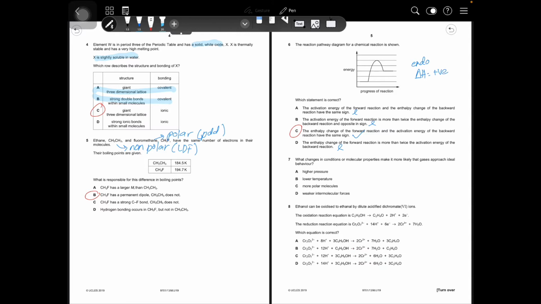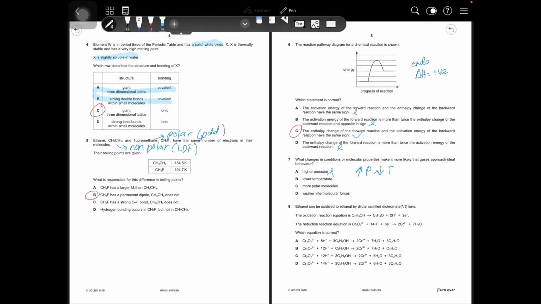What changes in condition or molecular properties make it more likely that gases approach ideal behavior? For gases, we have two: ideal gases and real gases. In order for the ideal gases to change into real gases, it will be due to the high pressure and also at lower temperature. At higher pressure, the particles are closer together, and at a lower temperature, the particles have lower kinetic energy. Hence, there will be intermolecular forces between them, which lower the expected pressure. So in order for it to approach ideal, it will be vice versa.